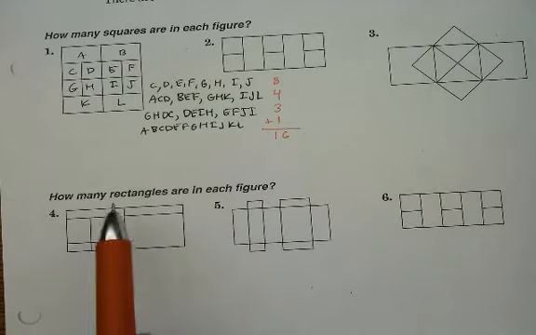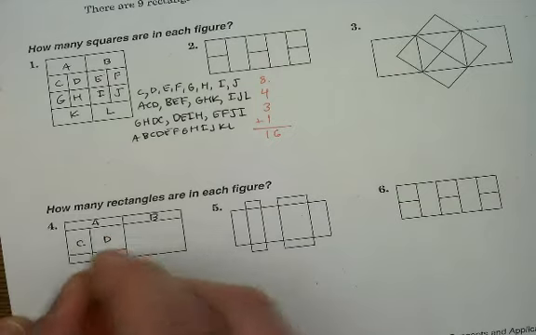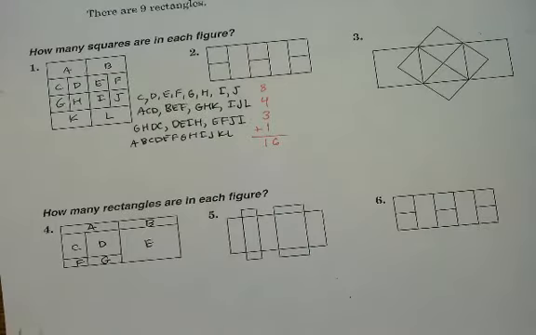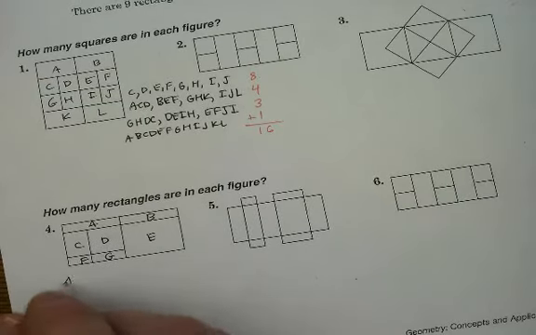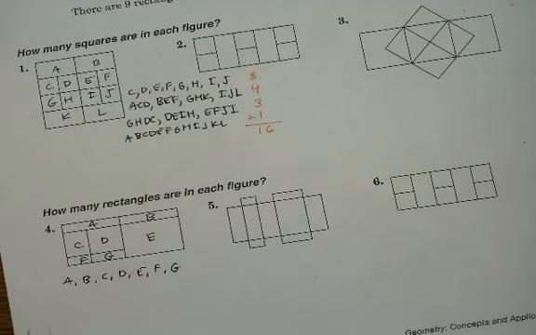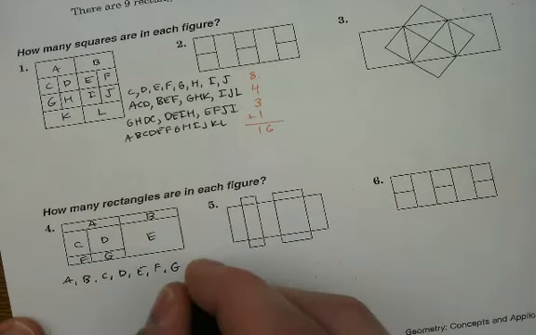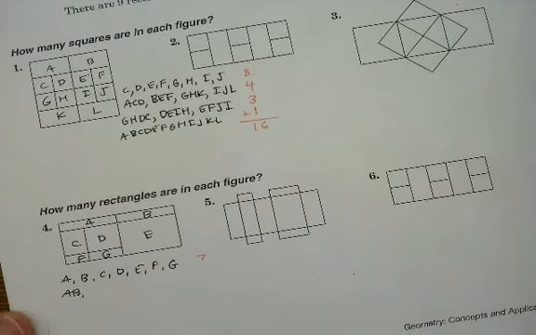Okay, so for number 4, you're doing the same thing. They want to know how many rectangles are in each figure. So I'm just going to name each region. And then I'm going to name each rectangle. Now this one's a little bit tougher because squares are rectangles, remember. So how many rectangles use 1 letter? We've got A, B, C, D, E, F, and G, all with 1 letter. That's 7.